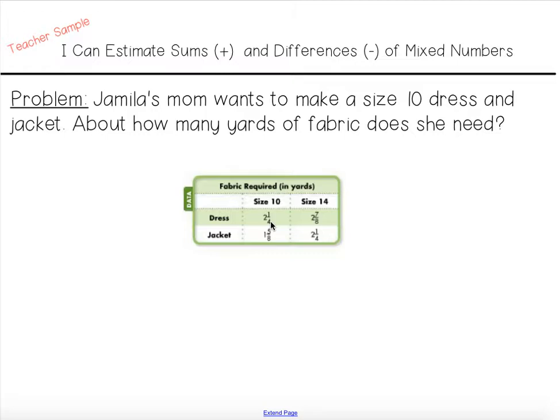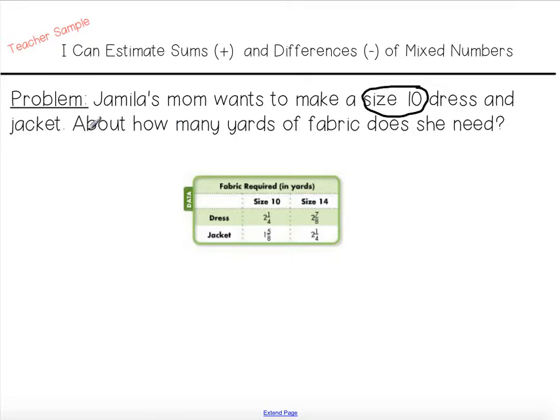Your problem today says Jamila's mom wants to make a size 10 dress and jacket. About how many yards of fabric does she need? So let's start with our CUBES strategy. Like always, we're going to circle any key numbers. So size 10 dress, that's going to be important to know. And since we don't have key numbers in the actual problem itself, we have to use our diagram that's given to us. So we know that she wants to make a size 10 dress. We're going to go down to this diagram in a minute to figure out how many yards of fabric she'll need. So we're circling key numbers in the problem.